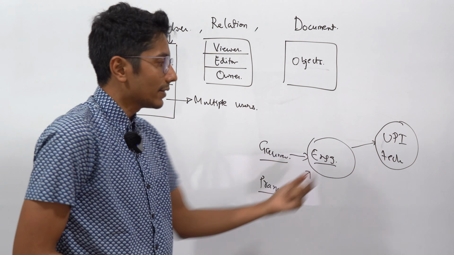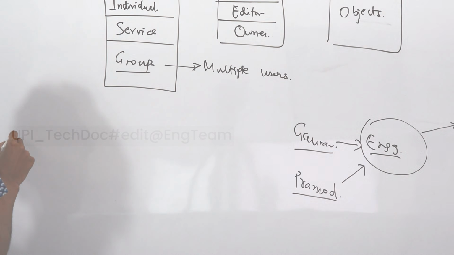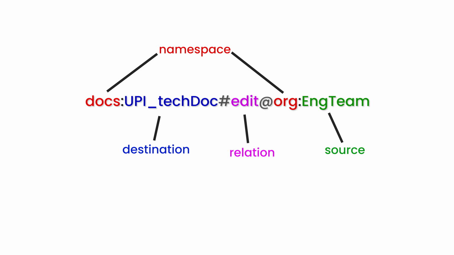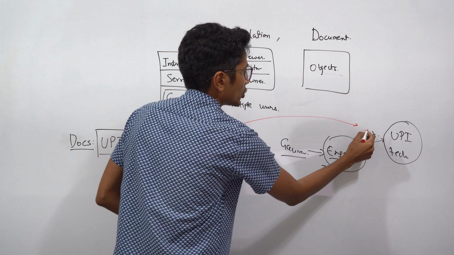So the way you represent this instead of this graph is through a single line relation. So it's going to be the UPI document is having a relation of edit with everybody in the engineering group. And since you might run out of these IDs, you can also give a namespace. So in this way, using text, using a single line, you can define a relation. This relation defines this edge.